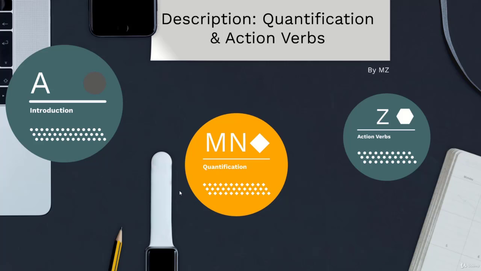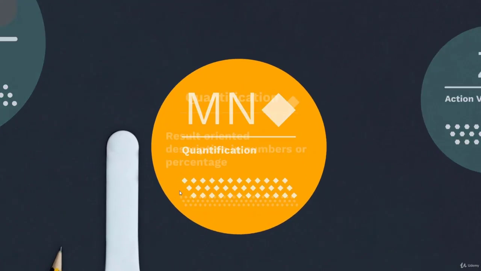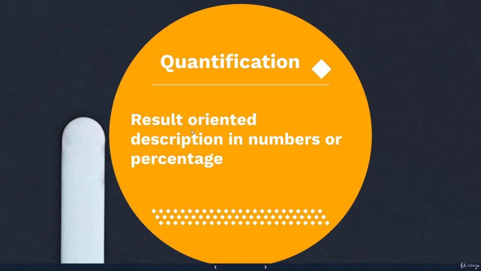Now we will move directly into quantification. Let's see what quantification is. Quantification is a result-oriented description in numbers or percentages.